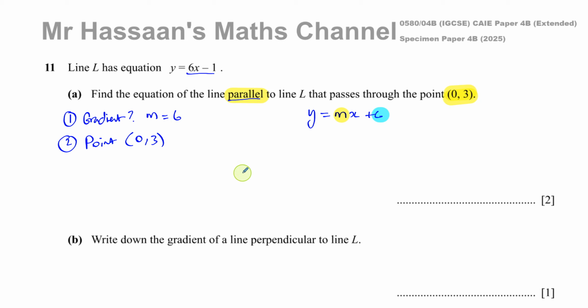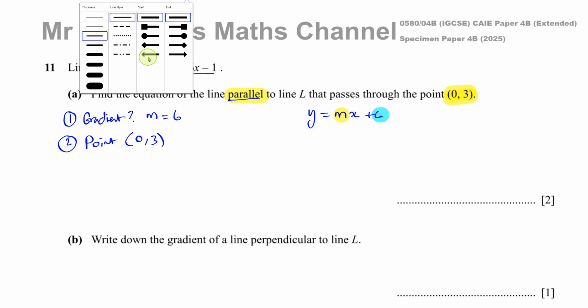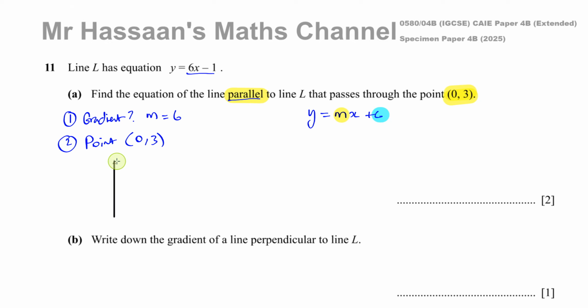And it passes through the point 0,3. Now, the point 0,3 is a very useful point. Why? Because this is on the y-axis. This point is on the y-axis. Anytime you have a coordinate of 0 for the x, you'll be on the y-axis. So the 0,3 is over here.